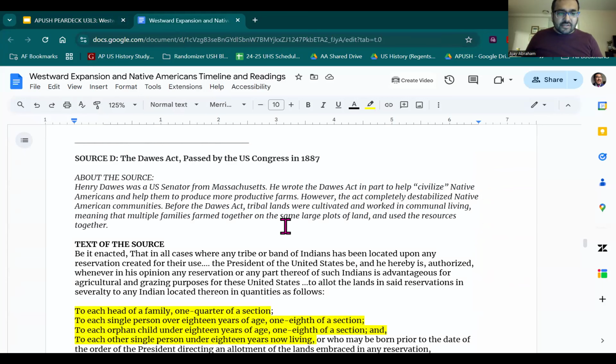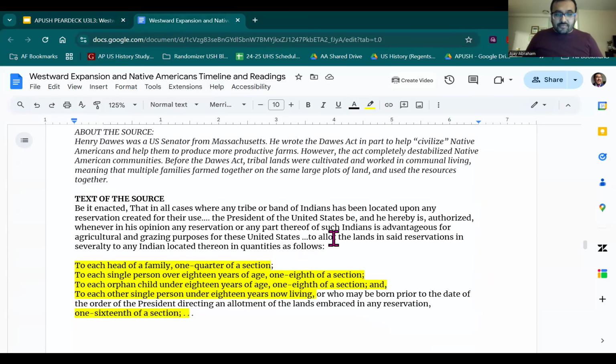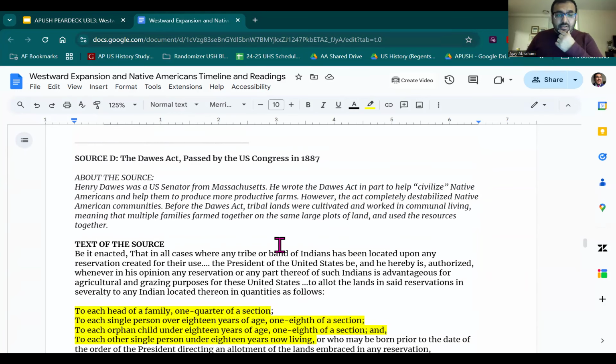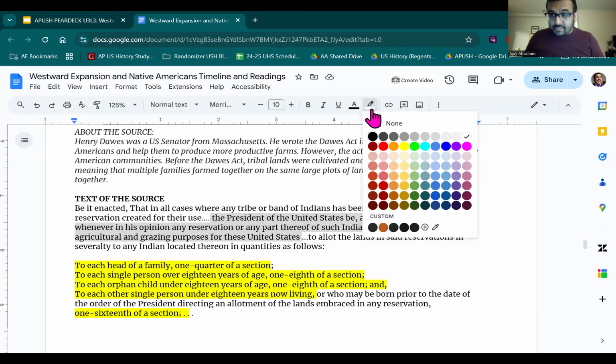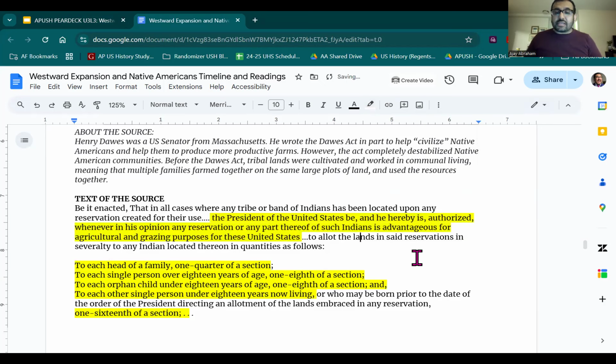We look at the text of the Dawes Act. First off, you should notice as you read through, it says that this is going to be administered by the President of the United States, "and hereby authorized wherever, in his opinion, any reservation thereof of such Indians is advantageous for agricultural grazing purposes in the United States." That's legalese for the president is going to appoint agents to actually decide how this best gets allotted. And it's for the benefit of the Native Americans and the United States. This is what's going to take the form of the Office of Indian Affairs.